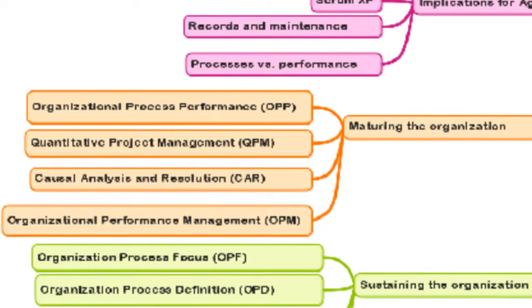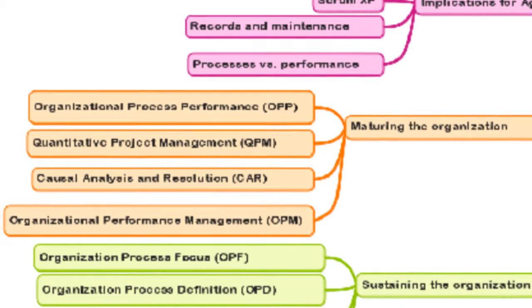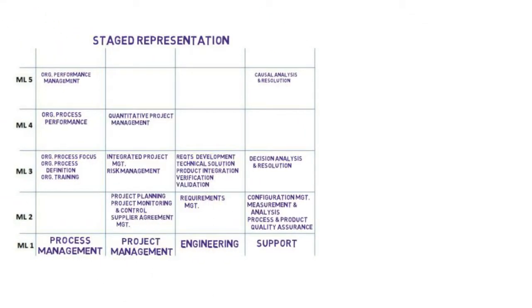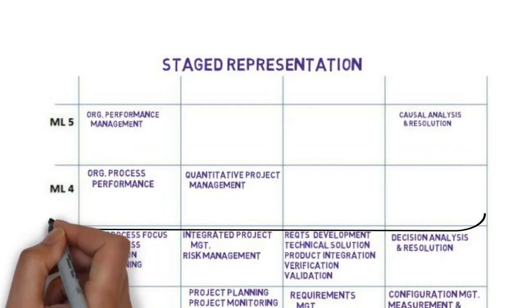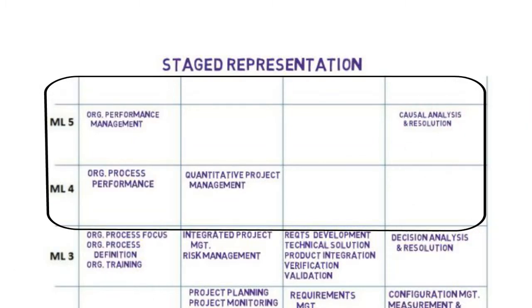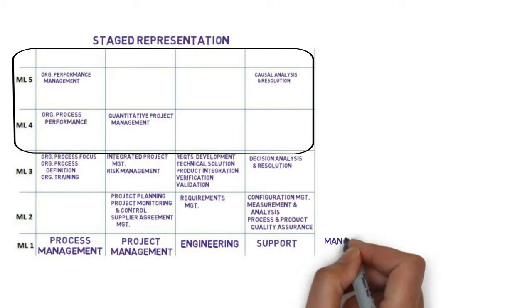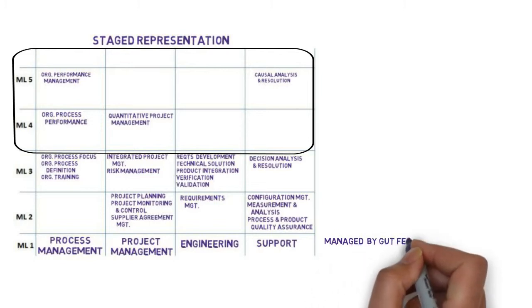They're called that because their implementation is founded on a solid base of organizational data that are used to guide management decisions and commitments. Here's the staged representation we looked at earlier. The high maturity process areas reside at the top 2 levels of the maturity hierarchy. Let's look at the patterns of behavior we see as an organization matures.